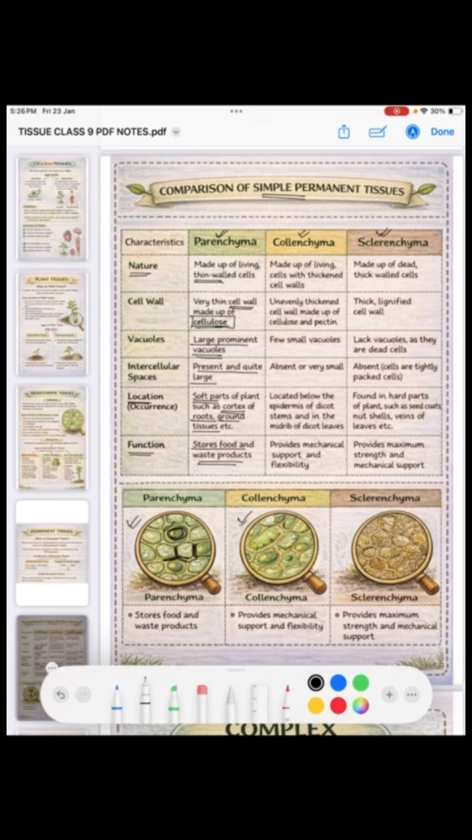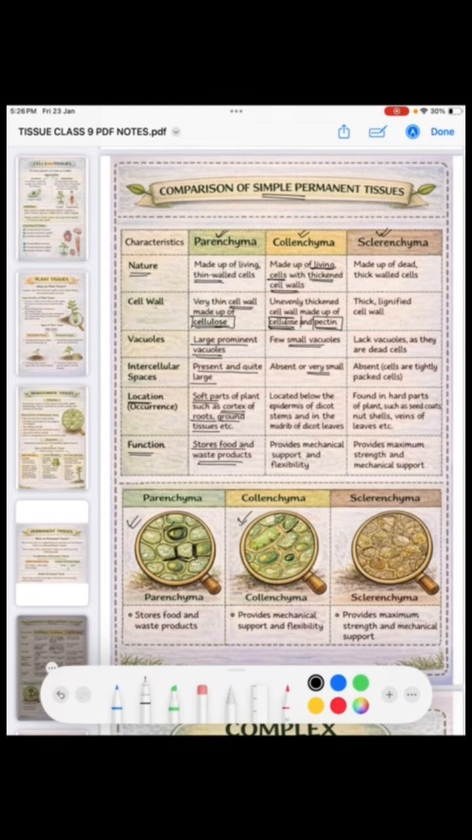Next is collenchyma. They are made up of living cells only, but they have thickened cell walls. Why do they have thickened cell walls? Because along with the cellulose, they have a deposition of pectin also. So their cell wall has cellulose and pectin, these two components, and that is why their cell wall is somewhat thick. They have small vacuoles, you can see here, these are the small vacuoles present in the collenchyma. And the intercellular space is very small. You can again see in the picture that intercellular space is very little compared to the parenchyma itself.